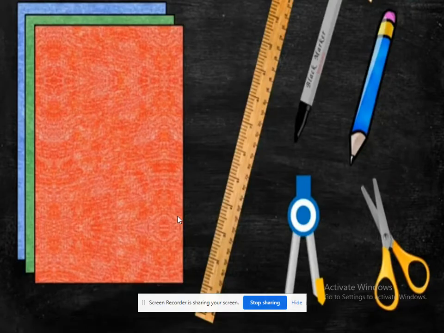So, these are all the things you require for this activity. Three sheets of any three colors you want. Just take three A4 sheets of any three colors, one ruler, marker, pencil. This is a compass, or you may even call it a rounder, and this is scissors. So these are all the things required for this activity.